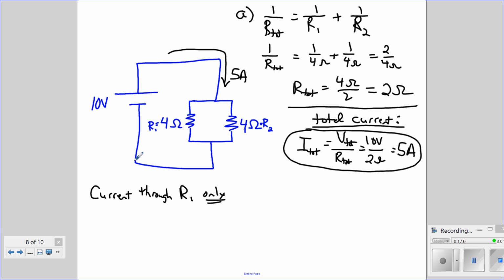Again, this is what the loop rule tells us. If we start down here, all of the voltage gains and voltage drops must add up to equal 0. So we gain 10 volts going across the battery, and then we lose 10 volts going across the resistor to get back down to 0. So we have the full voltage of the battery across resistor R1. And so the current through resistor 1 is going to equal the voltage across just resistor R1, which is the full 10 volts, divided by the resistance of just R1, which is 4 ohms.